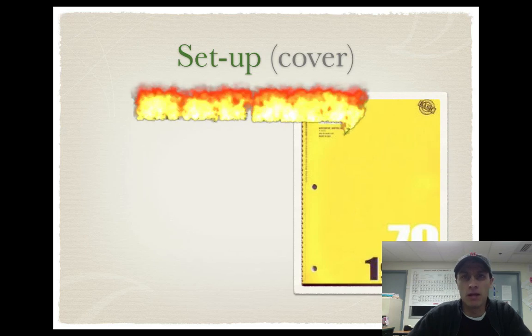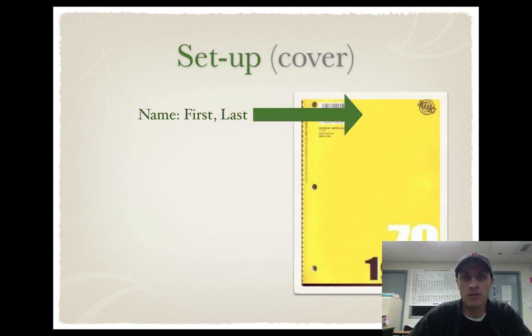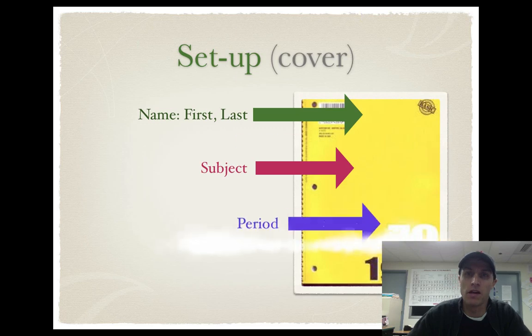Okay, so right up here at the top, you're going to put your first and last name. You want to write it nice and big, but not too big that it takes up the whole cover. Okay, in the middle of the notebook, you're going to write your subject, so biology or A&P or science or whatever class you have. Okay, again, nice and big and neat, but not overwhelming.